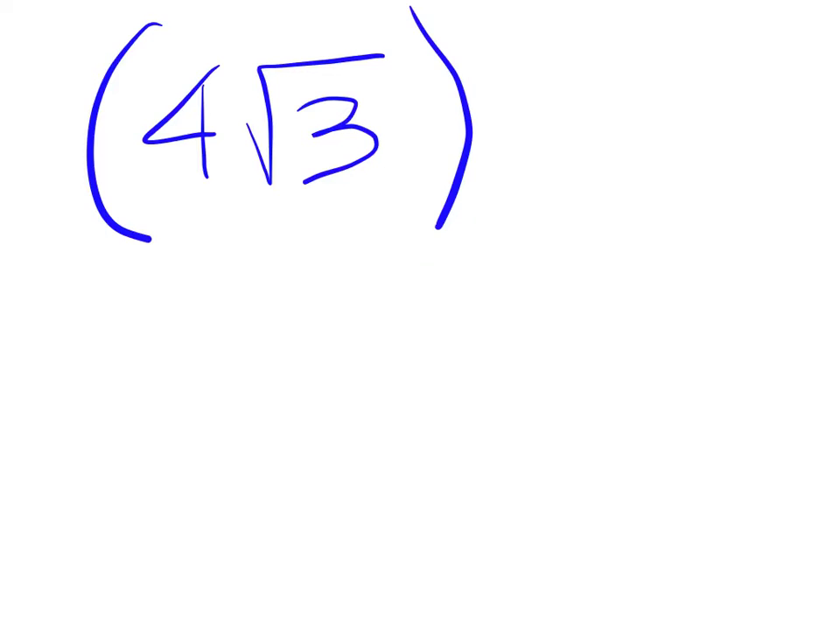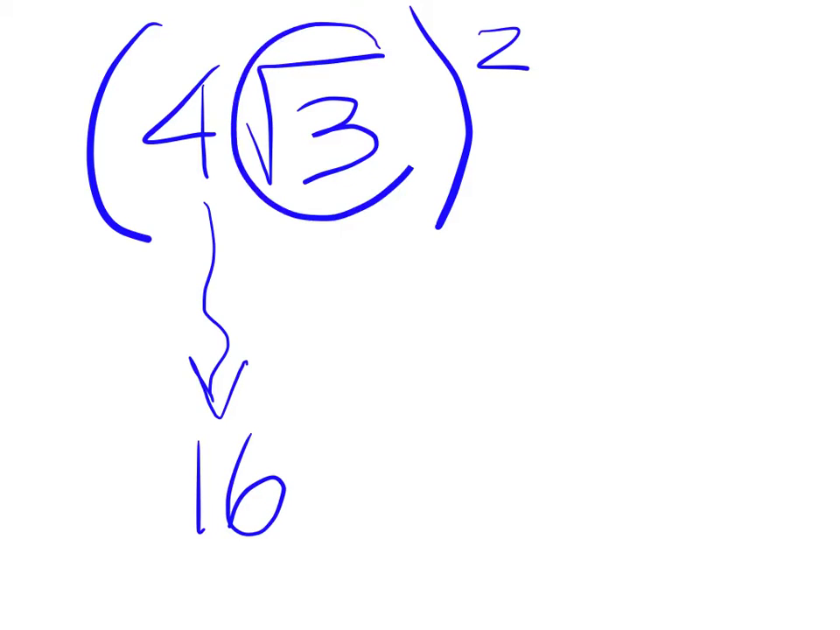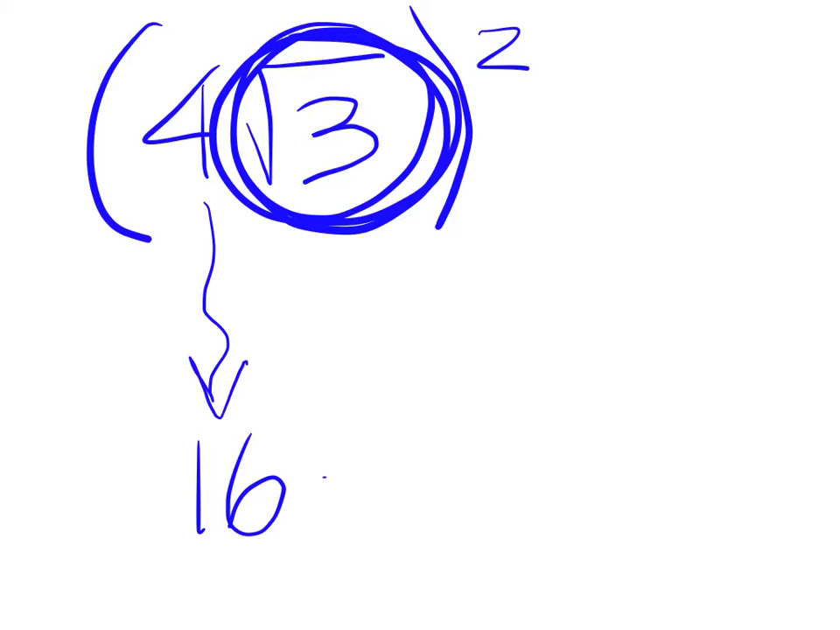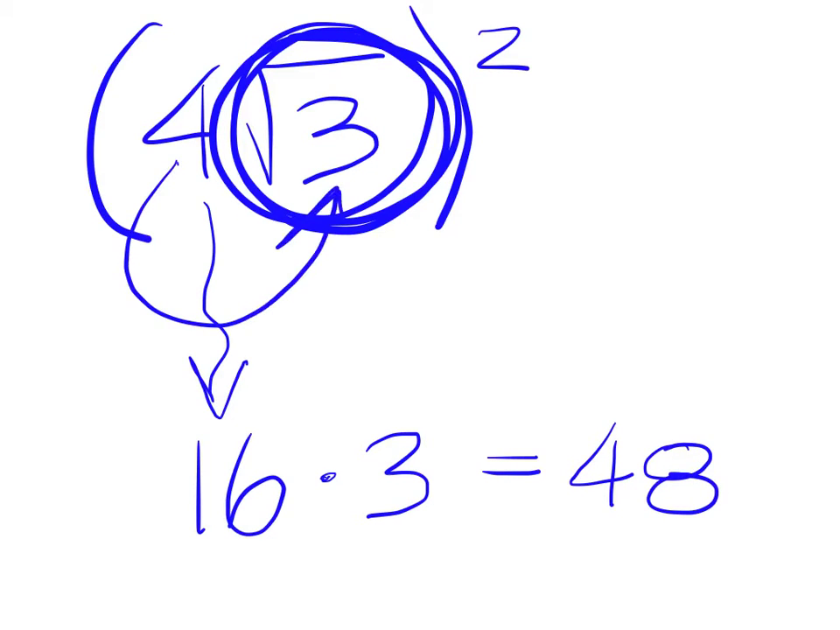Here's some practice on the denominator work. If I had 4 square root of 3, and I had to square that, what I would do first is square the 4 to get 16. And then I would square this. And it's just the number under the square root sign. So that would be 48. You never multiply this number by the number underneath the square root sign to start with.